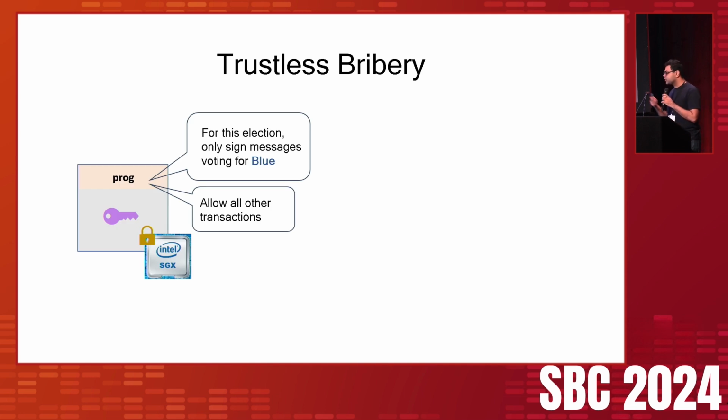So let's say we had a trusted hardware box that owned a key, and this key allowed a user to vote. But it had a program installed in it that said, for this election, I only will sign messages that allow me to vote for blue and not any other color. But it will allow all sorts of other transactions, including potentially transferring out cryptocurrencies, tokens, whatever else the user wants to do with the key.